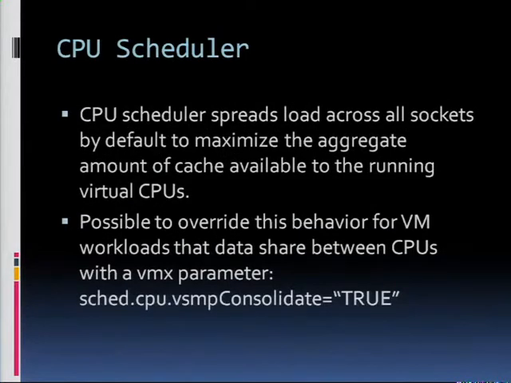So the CPU scheduler spreads the load across all sockets by default to maximize the aggregate amount of cache available to the running virtual CPUs. It's possible to override that behavior for VM workloads that share data between CPUs. There's a special VMX parameter for that. Typically, in most cases, you don't want to do that. The CPU scheduler is pretty efficient at what it does, and it does a really good job of scheduling. It tries to spread the load across all the sockets and make the maximum use of all those CPU sockets so it can schedule the VMs efficiently.